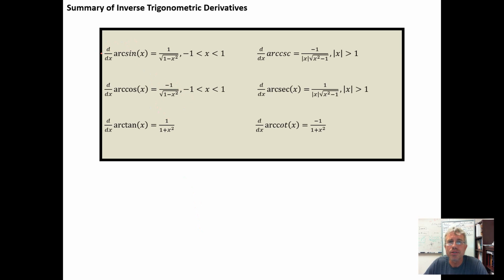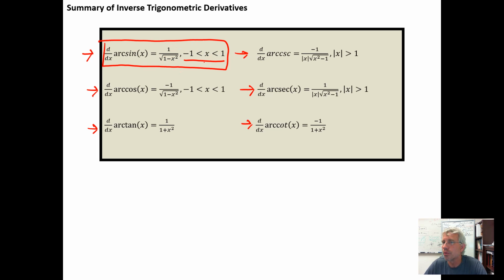So in the homework assignment that goes with this video, you're going to be given a summary of the derivatives of each of the 6 inverse trigonometric functions. And in this video, we're going to go over why the derivative of the arc sine function is 1 over the square root of 1 minus x squared, and why we have this limited domain over which we're able to work. The process that we're going to use to show how to come up with this derivative is essentially the same process for each of the other functions.